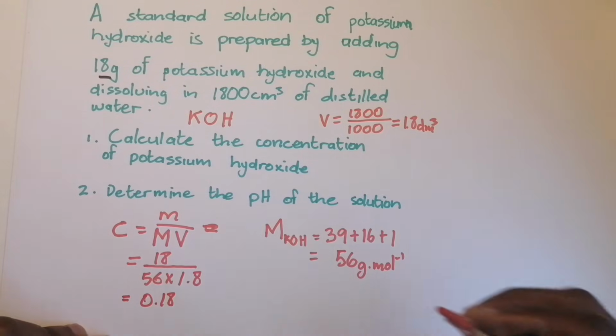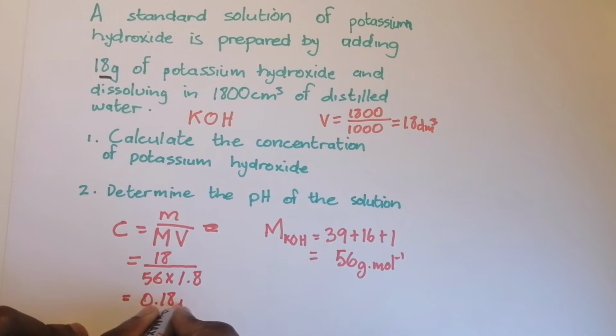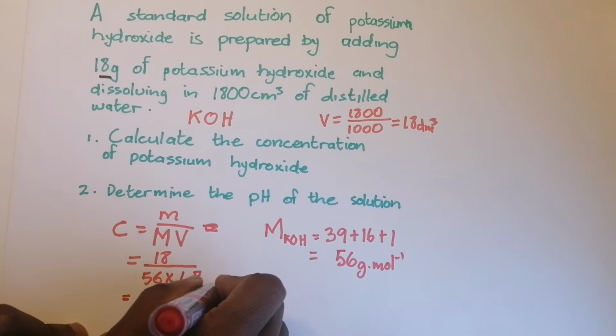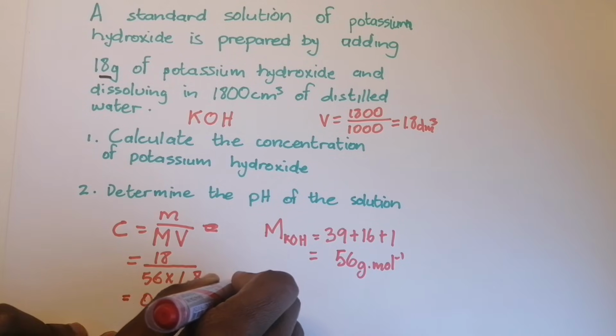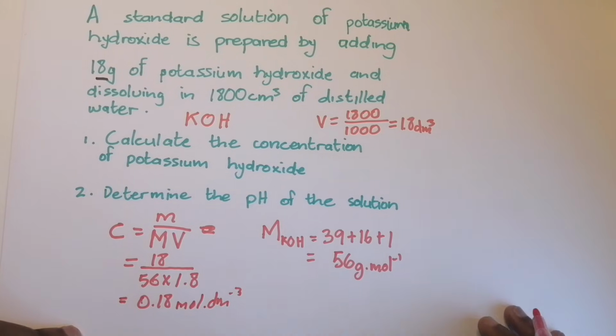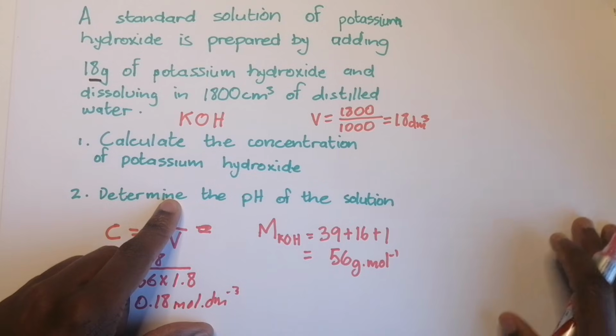Remember, now we are dealing with concentration, so that should be in moles per cubic decimeter. So now we know that we've got our concentration, and we want to move on to the next question. They say now determine the pH of the solution. So let's move on very swiftly.